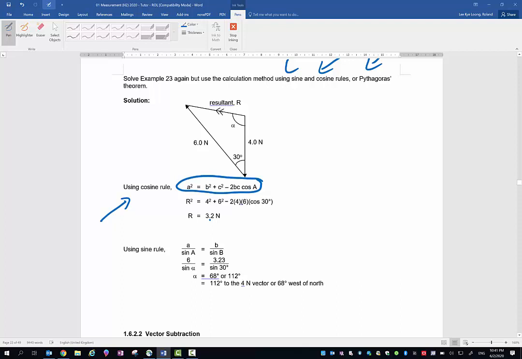The angle A is the angle that is opposite the side you want to find. So this is a, and this is angle A. So a squared equals b squared plus c squared minus 2bc cosine A. You use the cosine rule, you can get this answer straight away. If you use the sine rule, a over sine A equals b over sine B equals c over sine C. You substitute inside, you get the answer.